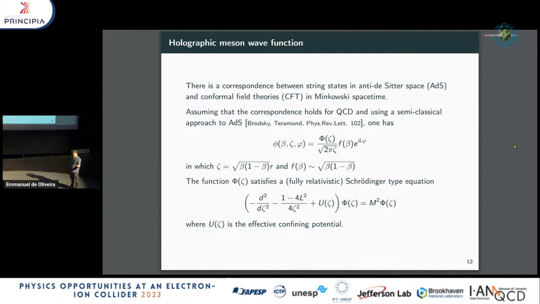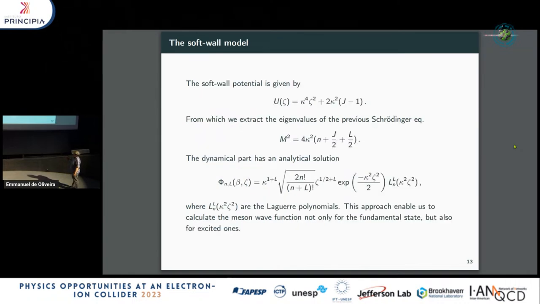They get another Schrödinger equation, but this Schrödinger equation is fully relativistic. It's not non-relativistic. And then we have a confining potential that we take from the AdS side, the soft wall potential. That's what they did here. And it's essentially a harmonic oscillator, with one parameter. So we have this parameter to fit maybe the spectrum.